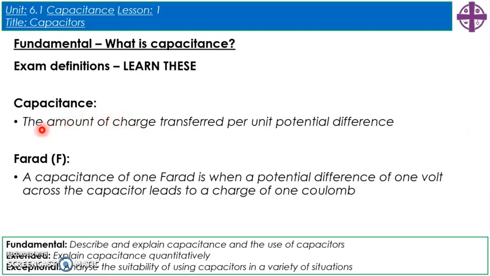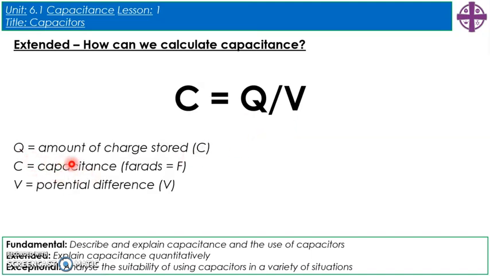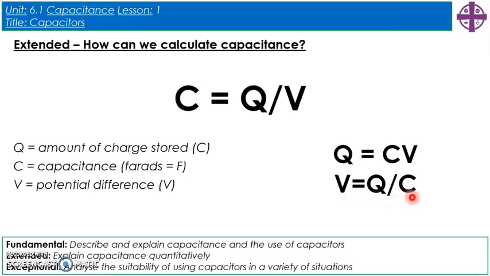Building on from the definition for capacitance, we can get an equation for it. If capacitance is defined as the amount of charge transferred per unit potential difference, then capacitance, C, equals Q over V, charge stored divided by potential difference. Q is the amount of charge stored, measured in coulombs. C is the capacitance, measured in farads. And V is the potential difference, measured in volts. We could rearrange this to get Q equals C times V, charge equals capacitance times voltage, and potential difference equals charge stored divided by capacitance.